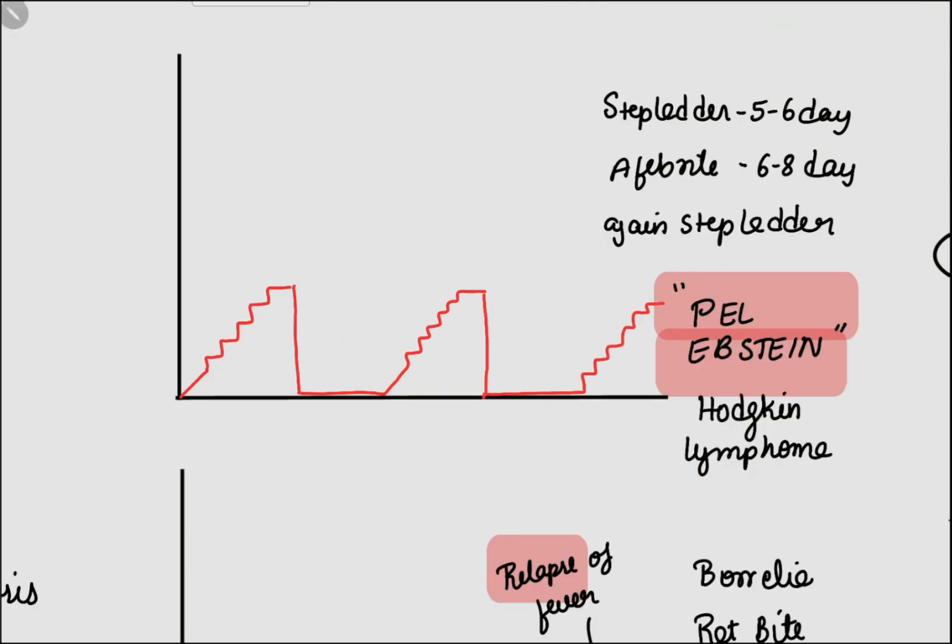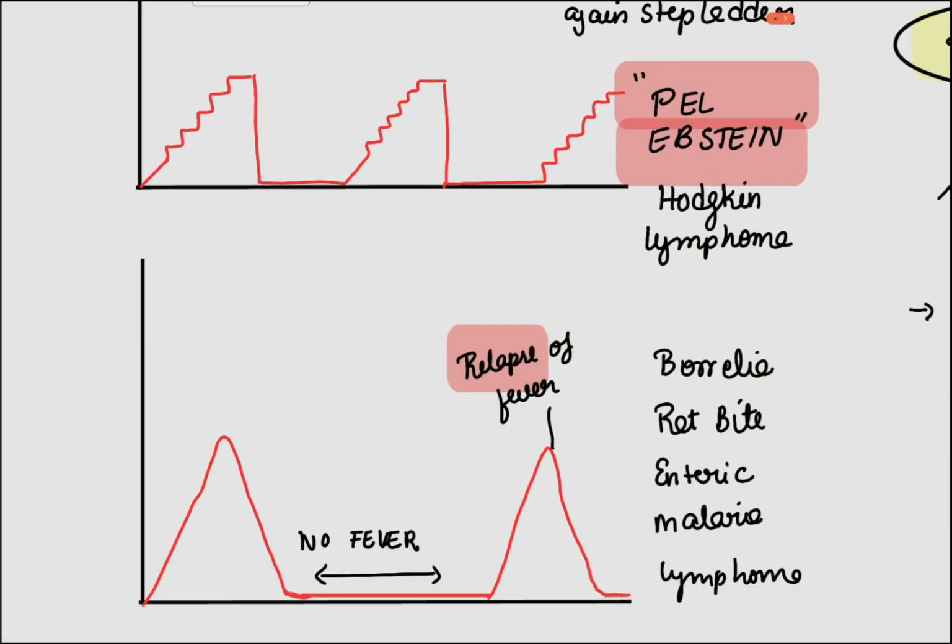Then Pel-Ebstein fever. This pattern is similar to step ladder, but there is a febrile period in between for some 6 to 8 days. It's seen in Hodgkin's lymphoma. And the last part, the relapsing fever. Here, there is no fever for a certain time, and then the fever again appears. There is relapse of fever. As you know, the classical ones are malarial disease, Borrelia, rat bite fever, enteric fever, and lymphoma.